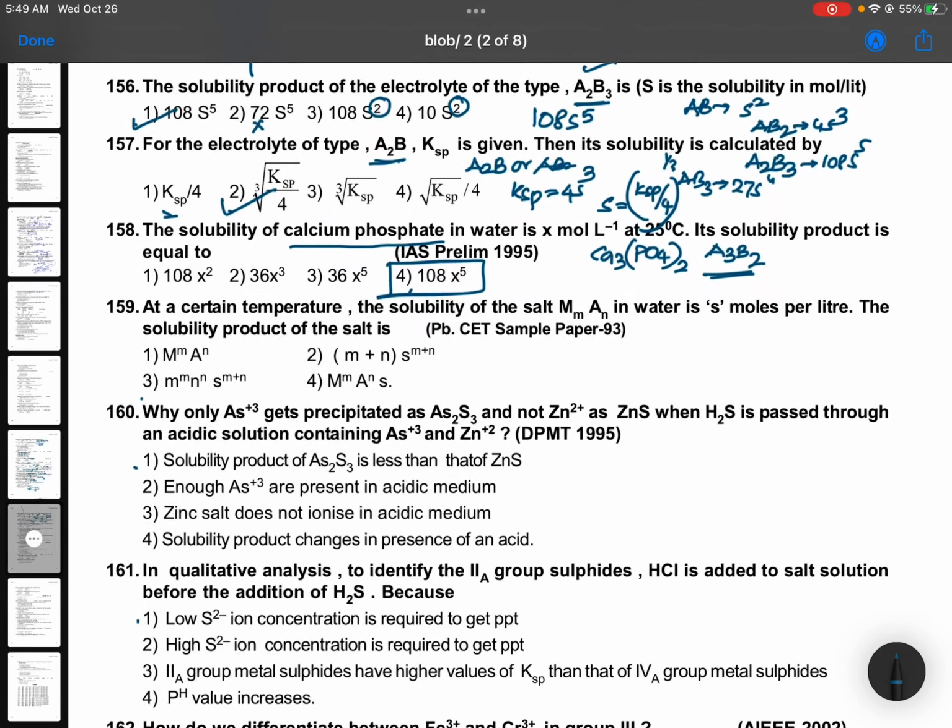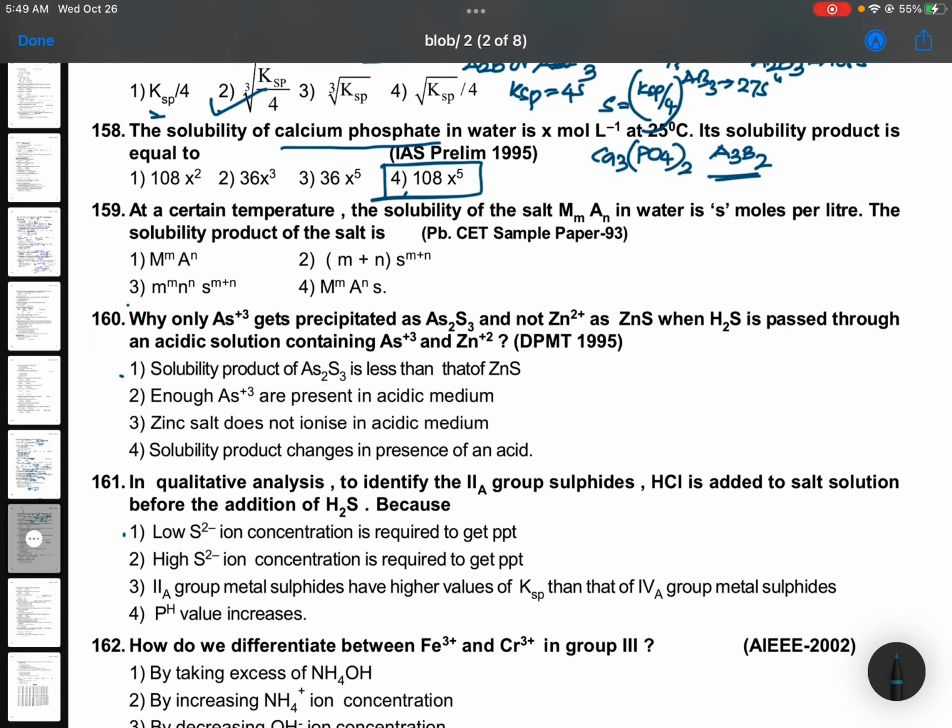At a certain temperature, the solubility of the salt MmAn in water is S moles per liter. The solubility product of the salt is, you need to write like this: m to the power m, n to the power n, S to the power m plus n. Just now we have written A2B3, AB3 in that way. If you calculate, you can make a simplified equation like this.